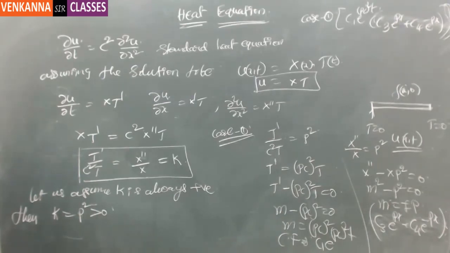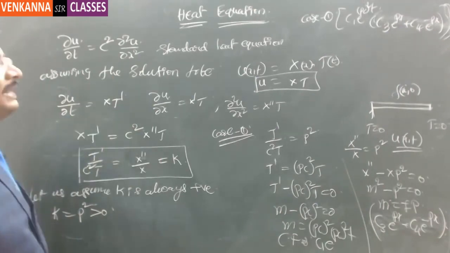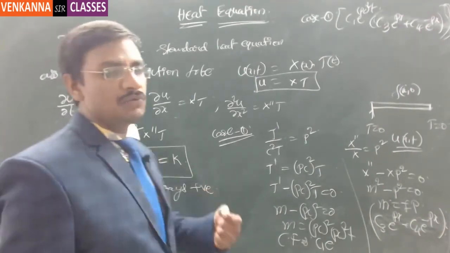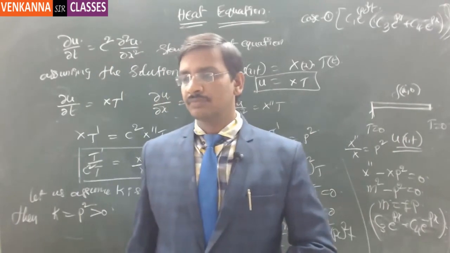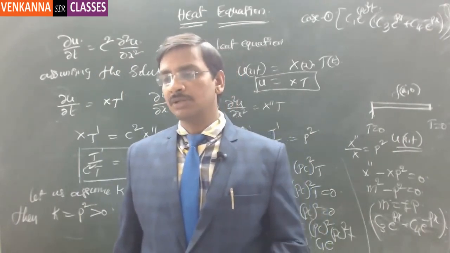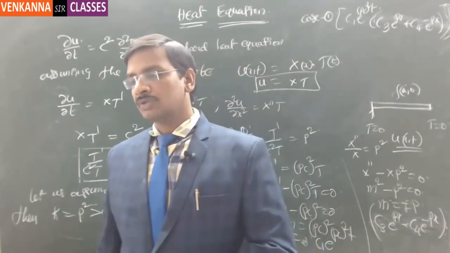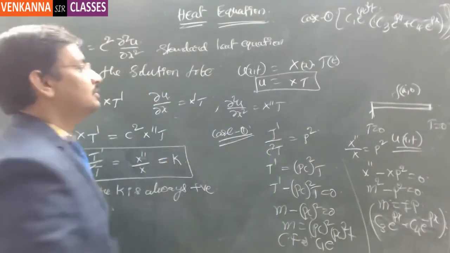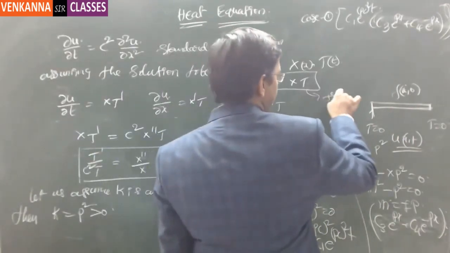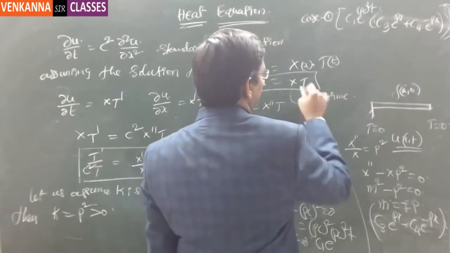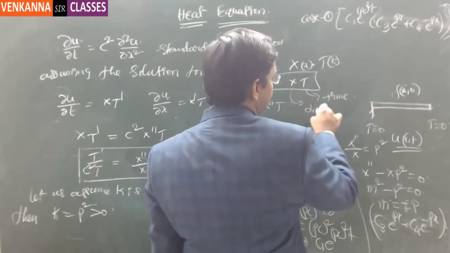What is U in the standard equation? U is nothing but the heat. So heat as a quantity, we will calculate this. Got it? Or sometimes it may be temperature. Here t is time and x is displacement.